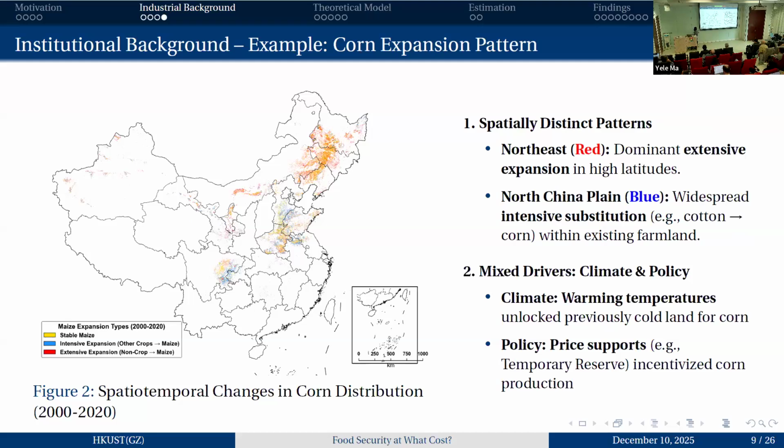This is the visual sample set. In the right part, the yellow one, there are other crops we consider, and the red one is extensive crop, meaning non-crop. We can see the mix is driven by both climate, where warmer temperature will unlock the previous constraint, and policies. For example, a policy will incentivize farmers to plant corn but not other crops.